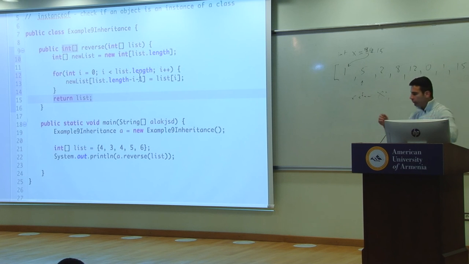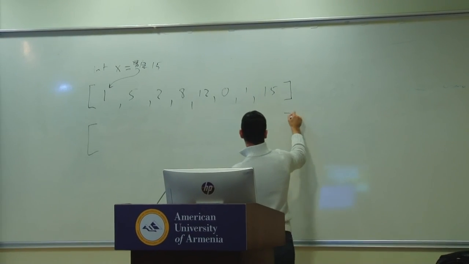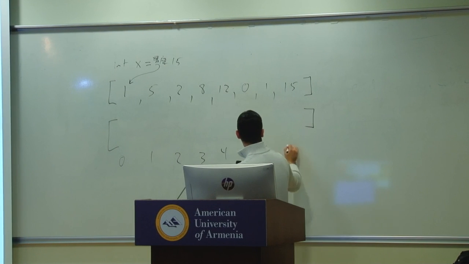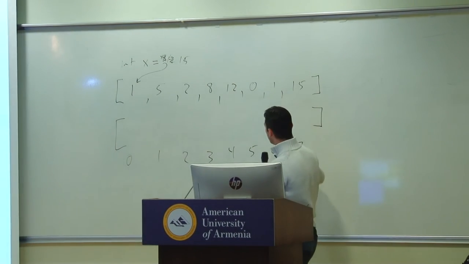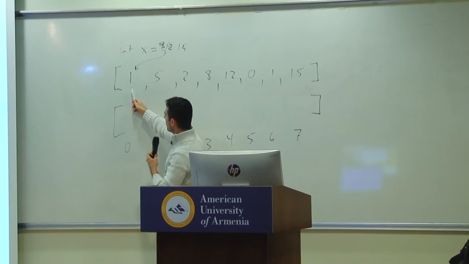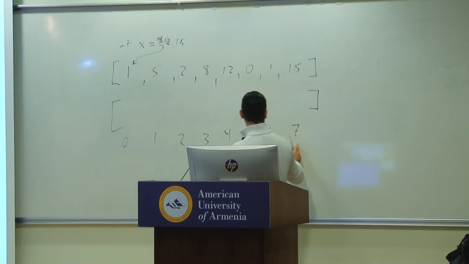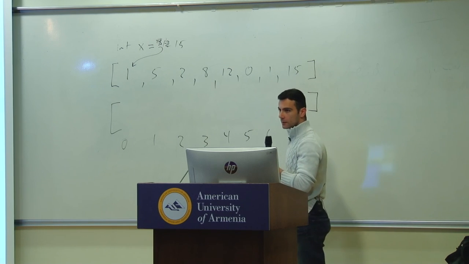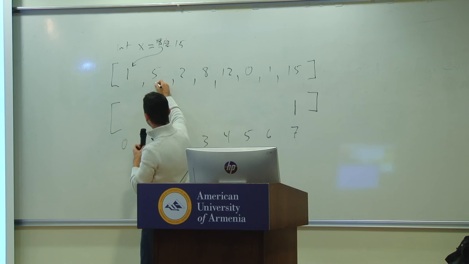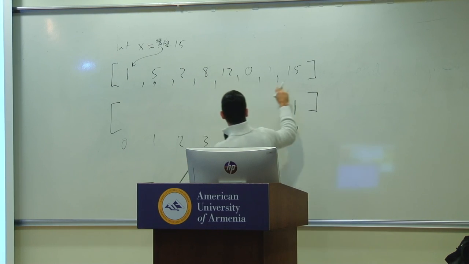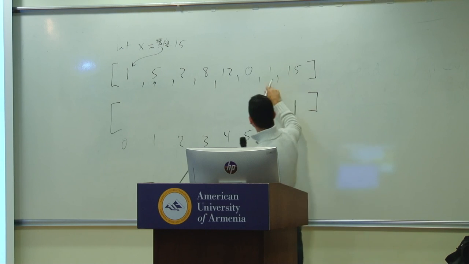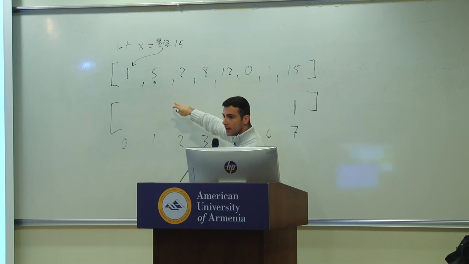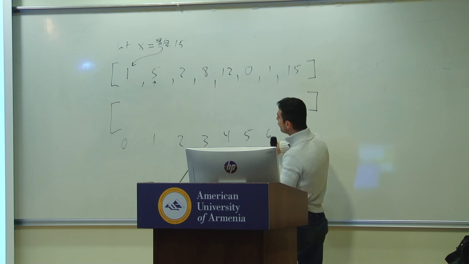So look, this is my second array, which has 0, 1, 2, 3, 4, 5, 6, 7 as the indexes. We begin with 0, and we say length minus 1, which gives us this. So we put this into here. Then we do i plus plus, so we come here. We do length. What's the length? 1, 2, 3, 4, 5, 6, 7, 8. So we do 8 minus 1, that gives us 7. Minus 1, that gives us 6. And we put 5 into 6.